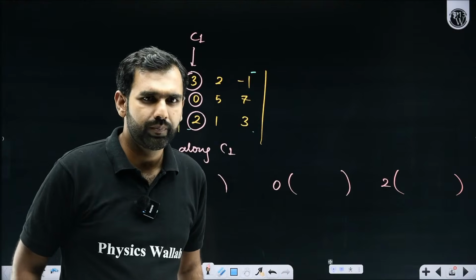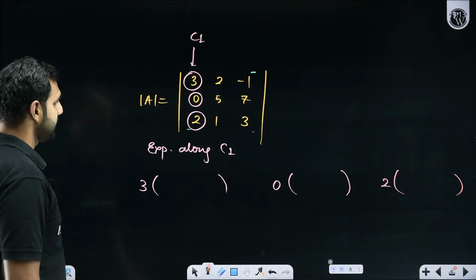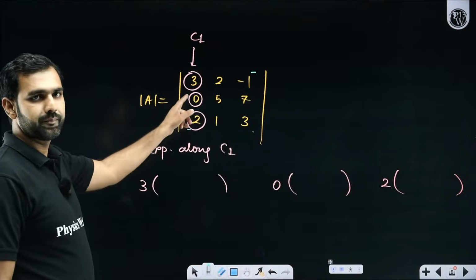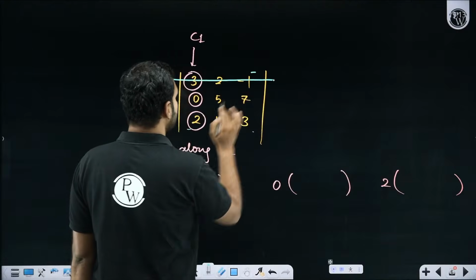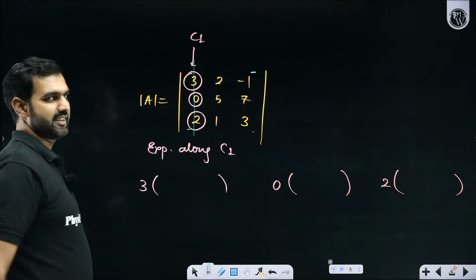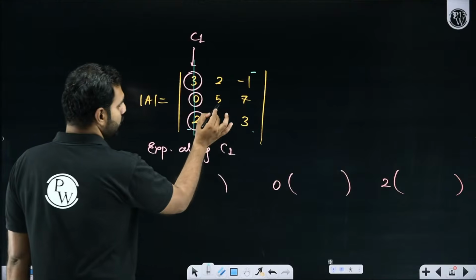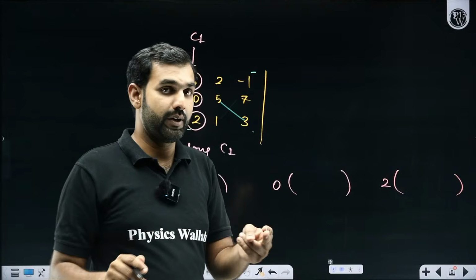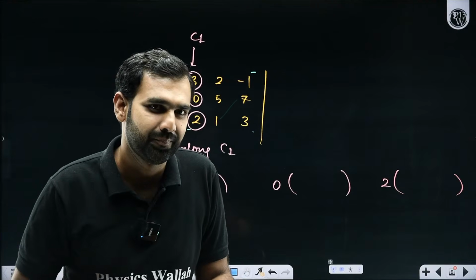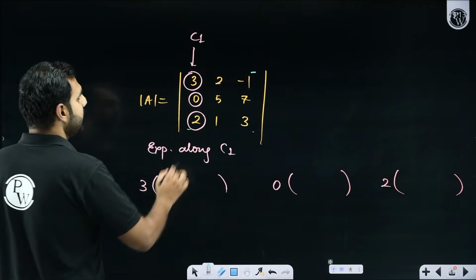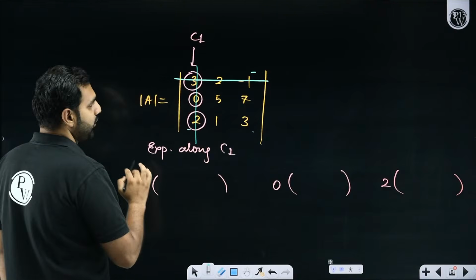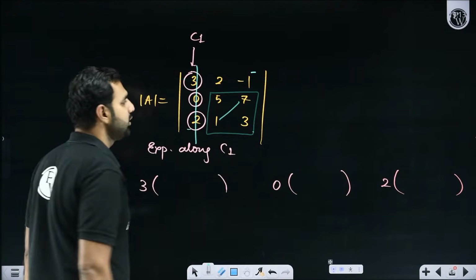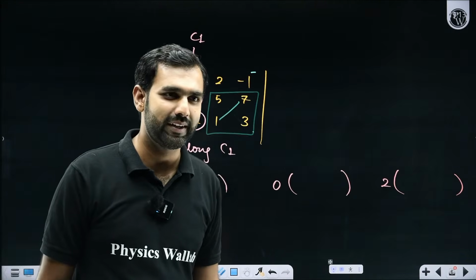Then, sir, what do we do? In that case, you look at this 3, you remove the row which contains this 3, you remove the column which contains this 3, and then you multiply these elements in this manner, the way you were taking the determinant of a 2 by 2 matrix. Do you remember that? I repeat, you remove this row and this column. So ultimately you are left with these 4 elements, and then you know how to take the determinant of a 2 by 2 matrix. Do you remember that, everybody?